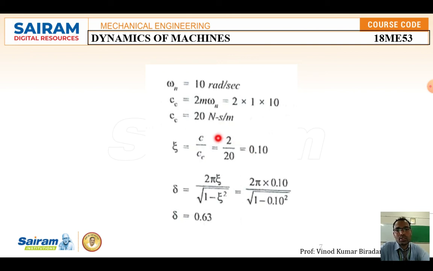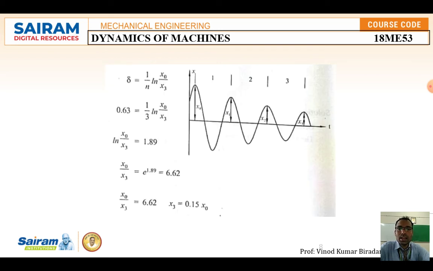Once you calculate the zeta value, go for calculating the logarithmic decrement. The logarithmic decrement delta is equal to 2 pi zeta divided by square root of 1 minus zeta square. So we have the zeta value, which is 0.10. Substitute here and you are going to get delta equal to 0.63. So this is the logarithmic decrement, 0.63.